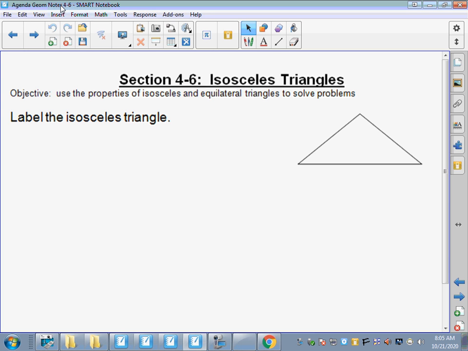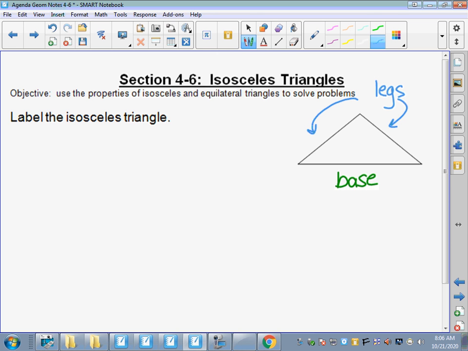That's why isosceles and equilaterals fall in together. If we're going to label the triangle, I remember doing this before. So remember, we've got ourselves a base. Base is the bottom, usually, but remember, base is the side that is not congruent to the other two. The two congruent sides are the legs, so I could mark those as congruent. And then the vertex angle is the guy up here.